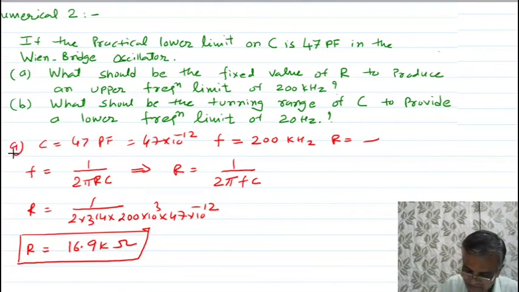This is part A. They are asking you A and B both. See the practical lower limit, they have given a lower limit. Remember the word lower limit is given. With the lower limit of C, the frequency is high according to this equation. So with 47 pF, you have to calculate R. So I am finding R. Now second, B.